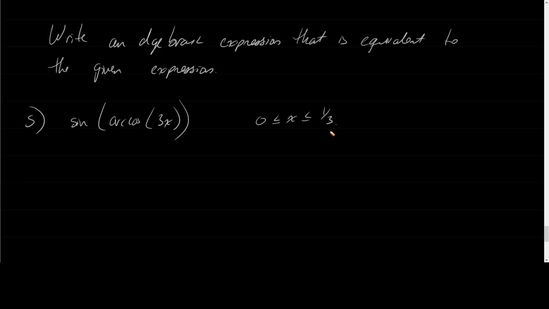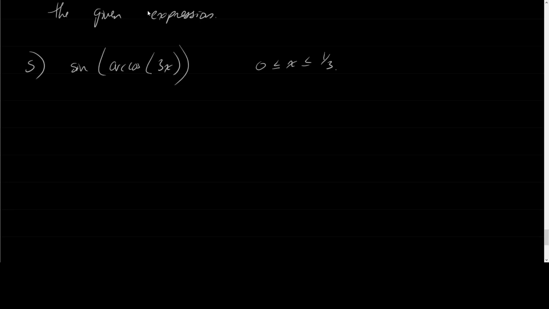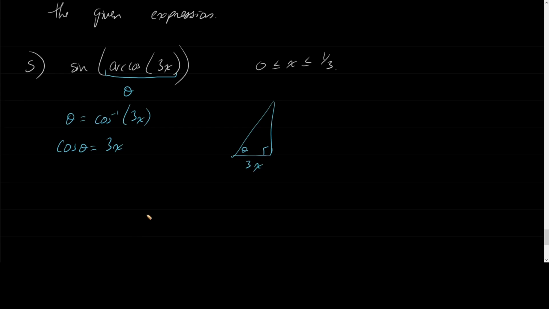All right. So in general, when we have this, just like before, we would say that this inside here is our theta. So since theta is equal to cosine inverse of 3x, that tells us that cosine theta is equal to 3x. So from SOHCAHTOA, I can just write this generic triangle and say that the adjacent is 3x, the hypotenuse is 1, right? This is 3x over 1.